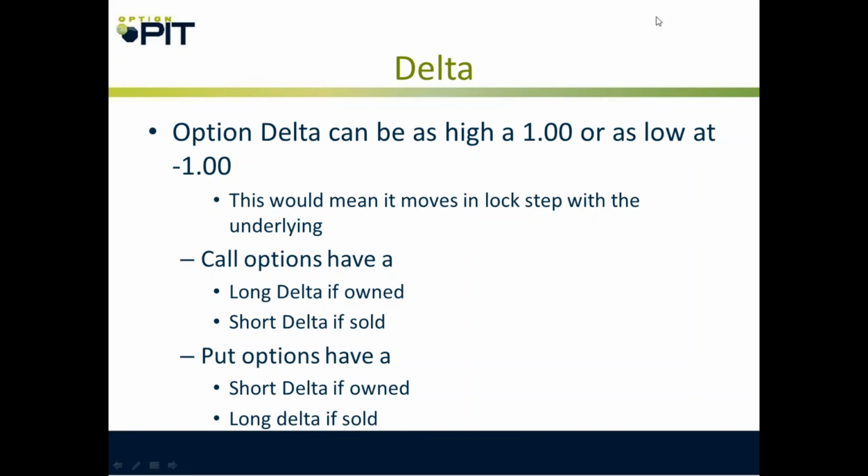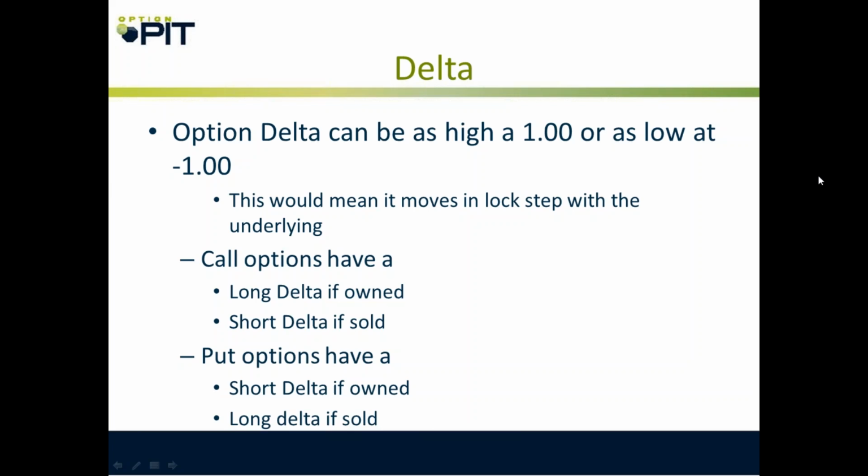Option delta can be as high as 1 or as low as -1. And yes, there are weird exceptions where it exceeds that, but I don't want to get into that because they don't really matter. If it's 1 or -1, that basically means it moves in lockstep with the underlying. If it's long 1, that means if the underlying moves up $1, the option gains $1. If it's short 1, that means if the underlying moves up $1, the option loses $1. And if the underlying drops $1, the option gains $1. Real simple.